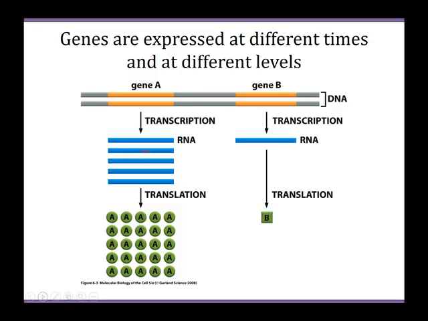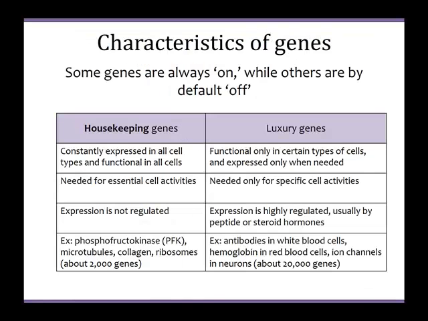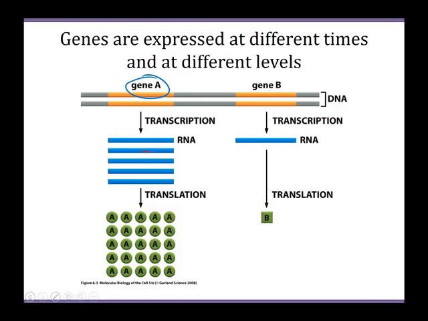Alright, just because you got a gene doesn't mean you have to use it. So we do use some genes more than others. As an example, here's gene A. As you can see, we are transcribing that guy a ton, and therefore we are translating that guy a ton. Gene B, not so much. We don't need him as much. So we're not transcribing him as much. We're not really translating him as much.